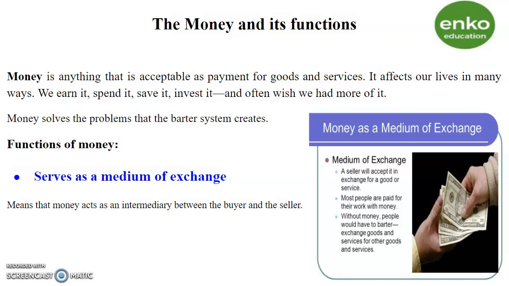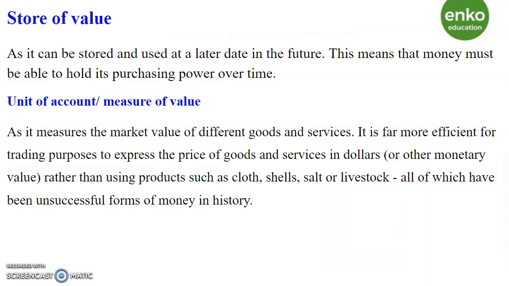Functions of money. What are the functions of money? Money can serve as a medium of exchange. This is one of the prime functions of money. It means that money acts as an intermediary between the buyer and the seller. Are we together, my dear students? So continuing, money also has the function of storing value, as it can be stored and used at a later date in the future. This means that money must be able to hold its purchasing power over time.